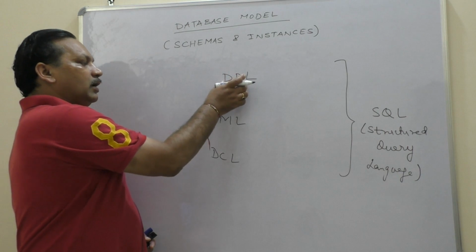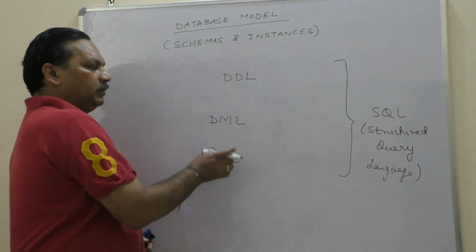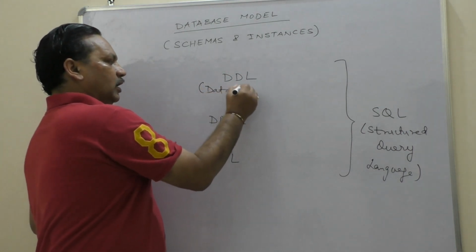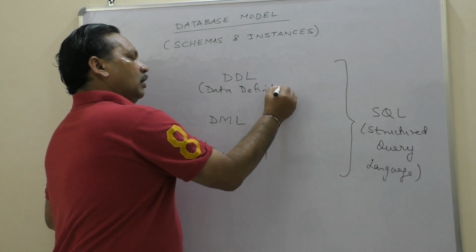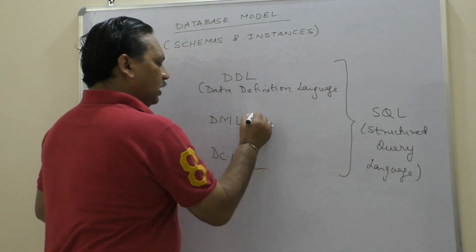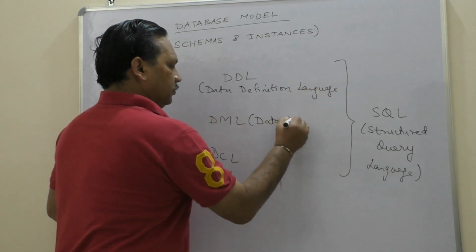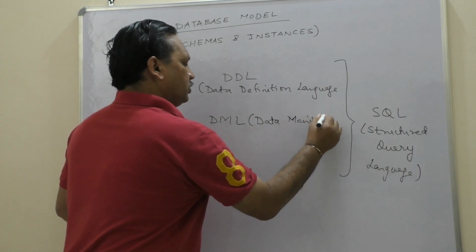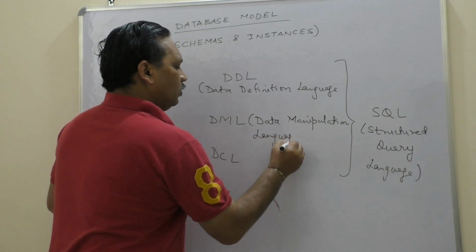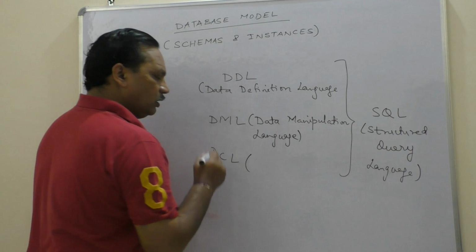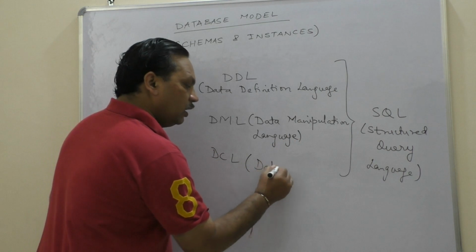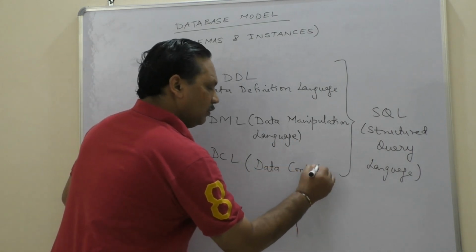So we have DDL commands, DML commands, DCL commands. Let me come to these one by one. DDL means data definition language, the commands related to defining the data. DML is data manipulation language, the commands which are associated with data manipulation. Now I'll tell you what is data manipulation, what is data definition, and last but not the least, securing data from unauthorized users. That is data control language commands.